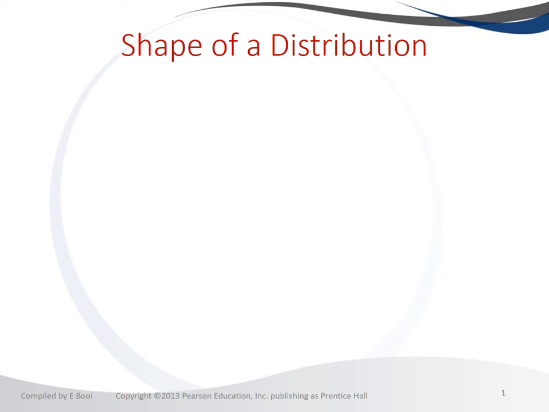Since now we have understood how to calculate the measures of central location, now let's go a little bit further and look at the distributions using the measures of central location. You know that the distribution, if we have all those measures of central location, they tell us how our data is distributed.